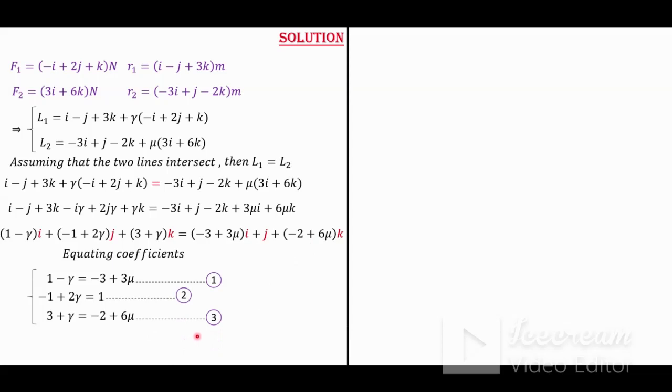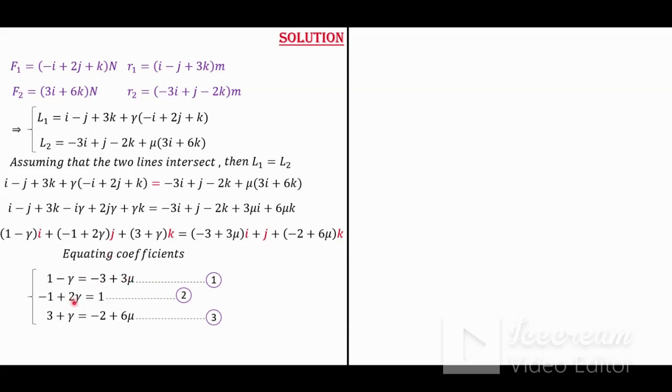So in order for us to show that the lines of action of the two forces intersect, we simply need in the first place to determine the value of mu and gamma, and then substitute those values. Once we obtain the values of mu and gamma from this system of equations, we can substitute them into equation 1 and equation 3. If the right hand side is equal to the left hand side, we conclude that the lines of action of these forces intersect.